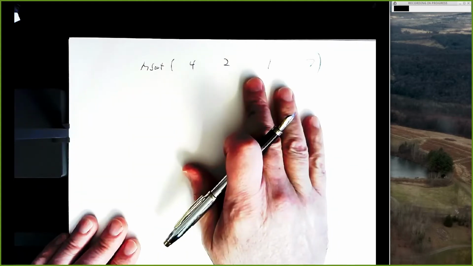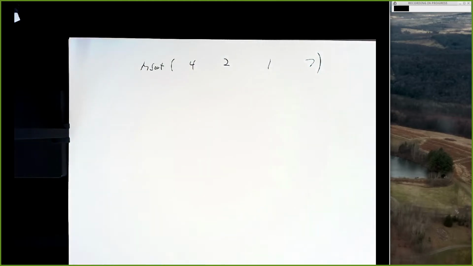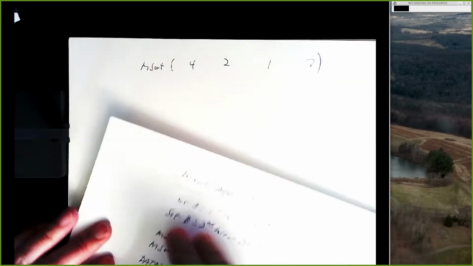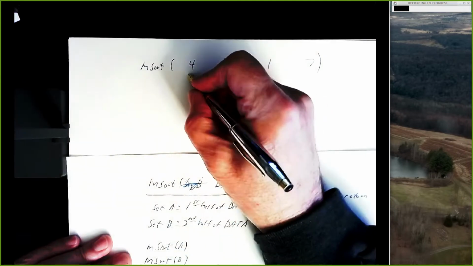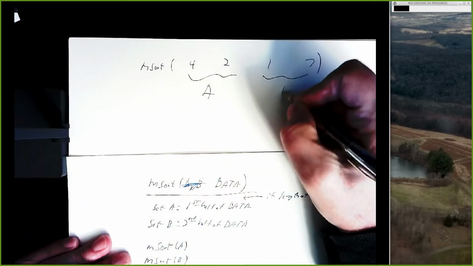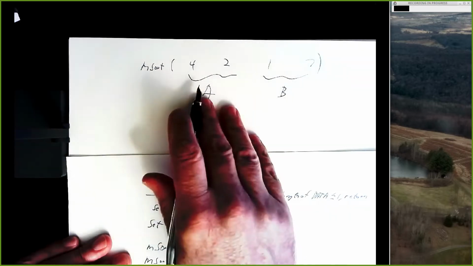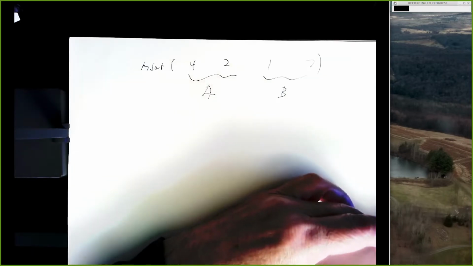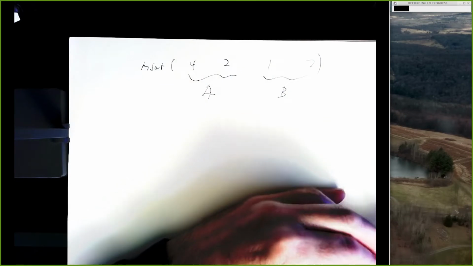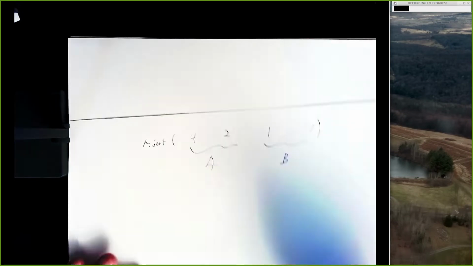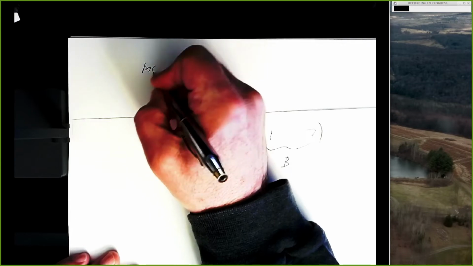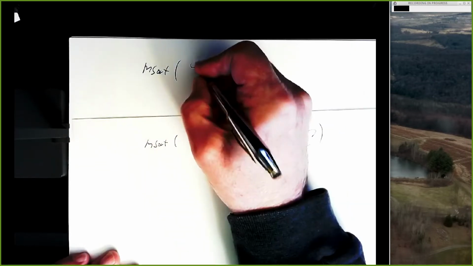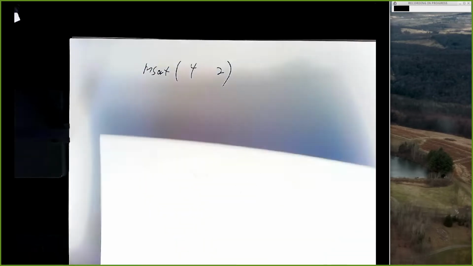And now we're doing this version of msort. So what's msort do? It splits your data into two pieces. So this is A and this is B. And then it calls msort on A. Got another recursive call. So we're going to say, okay, let's call msort on 4, 2. So I'll put this on my stack.